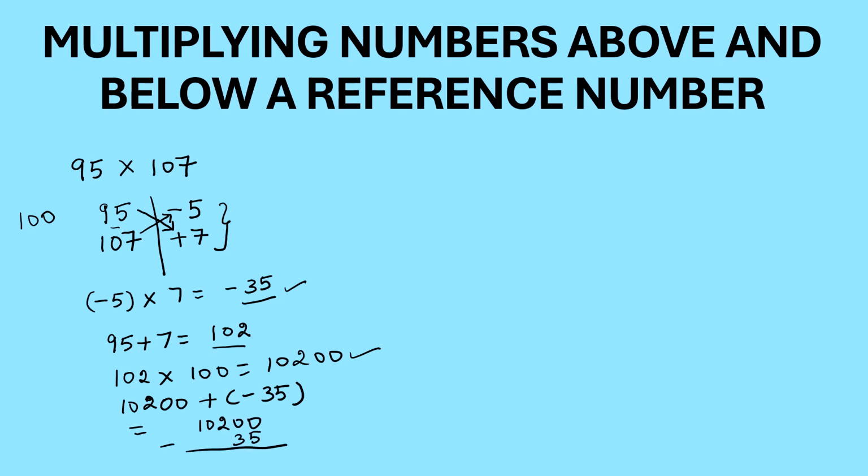The subtraction involves a bit of borrowing. Ten minus 5 gives us 5, 9 minus 3 gives us 6, and then we can bring down the 1, 0 and 1. So 10165 is the final solution to our problem.